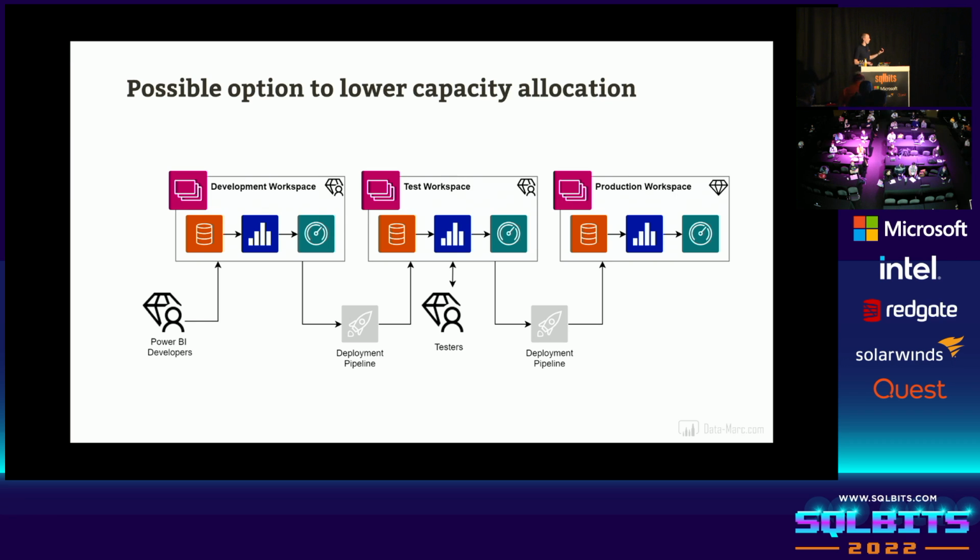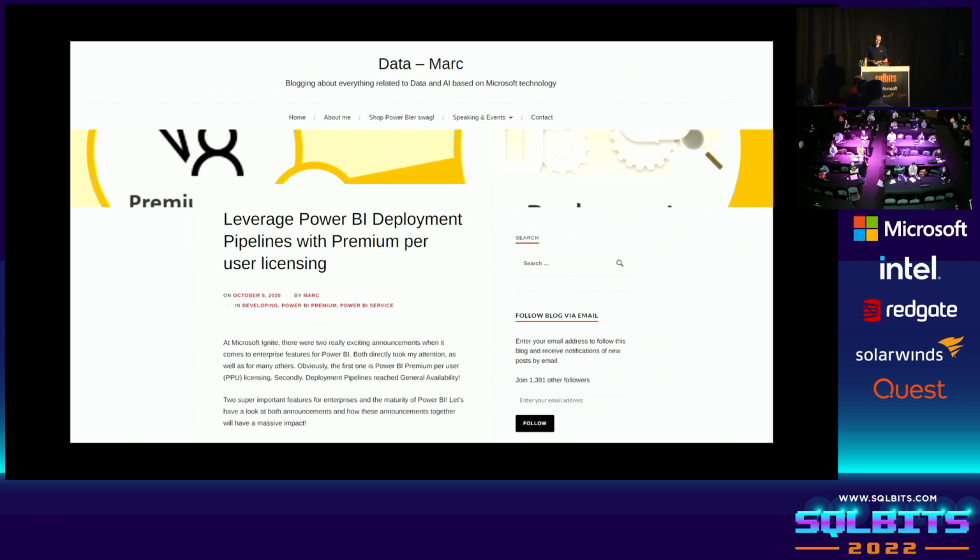This also means that each developer that is contributing to this Power BI workspace needs to have a premium per user license, because everyone viewing or contributing to something in premium per user must also have a premium per user license. So in this picture, all my Power BI developers must have a premium per user license, and also the testers in the test workspace must have premium per user. I also described this in a blog post, so again, you will see the URL of my blog on the right bottom as well. But I described in the blog post how you can leverage premium per user in combination with deployment pipelines.